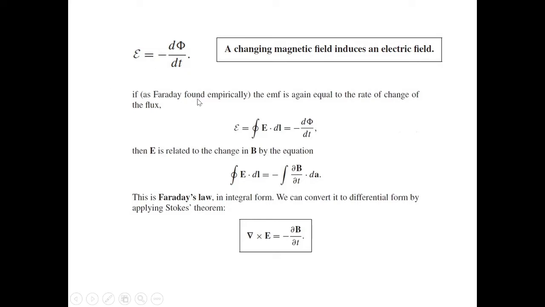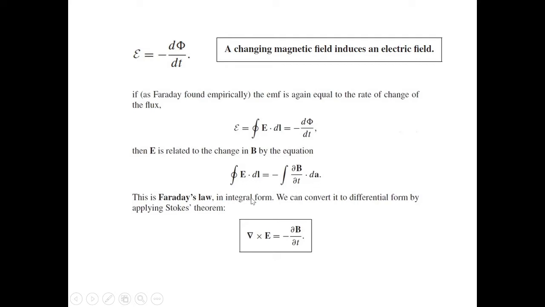If, as Faraday found empirically, the EMF is equal to the rate of change of flux, closed integral E dot dl equal to minus d phi divided by dt, then E is related to the change in B by the equation closed integral E dot dl equal to minus integral of del B divided by del t dot dA. This is Faraday's law.